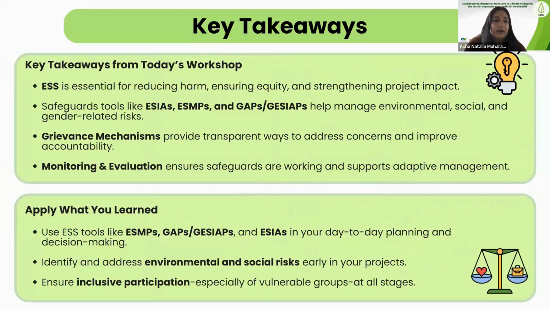But the key takeaways are that our environmental and social safeguards are critical for reducing harm, ensuring equity, and strengthening our project impact. Our safeguarding tools like our ESAs, ESMPs, our GAPs, and our GESISAPs help manage environmental, social, and gender-related risks, and our grievance mechanisms provide transparent ways to address concerns and improve accountability. Last but not least, our monitoring and evaluation ensures that the safeguards we're implementing are working and supporting adaptive management.